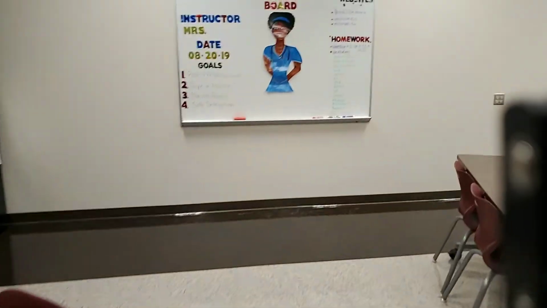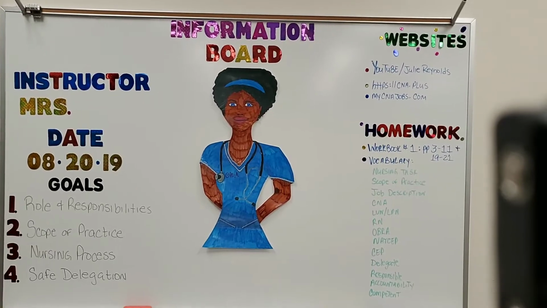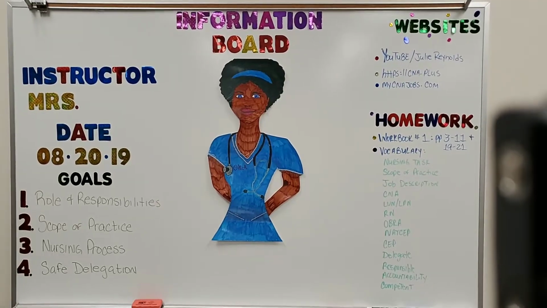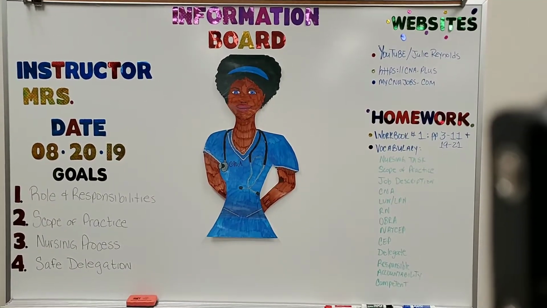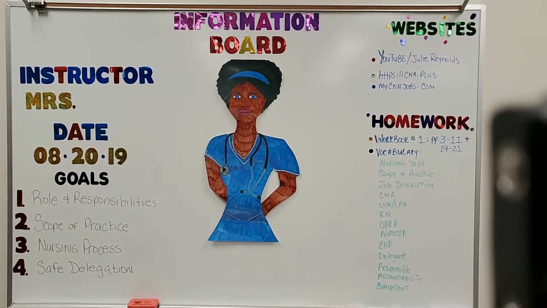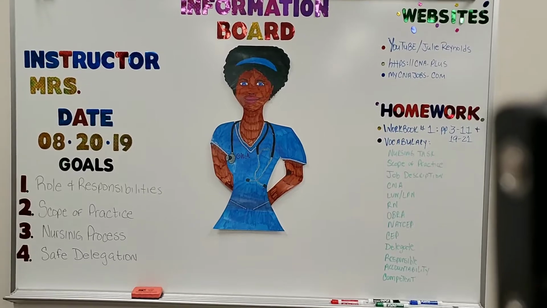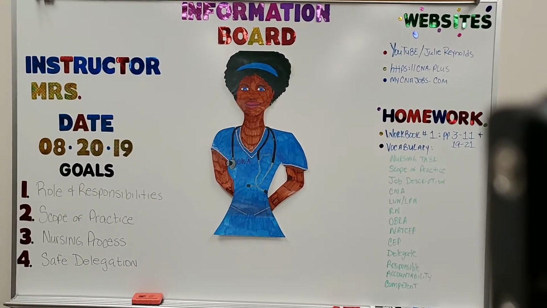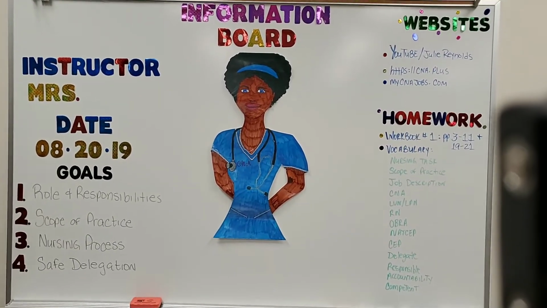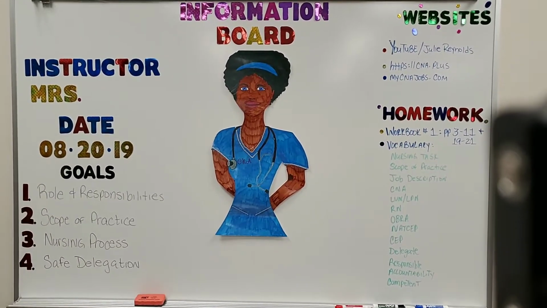So I'm going to go ahead and show you my information board again, just in case you want to pick up some ideas on how you can do your information board. If you don't have a whiteboard or a bulletin board, hey, you can go get some poster boards and create your own information board with poster board. You can tape it up onto your wall if you don't have a bulletin board or a whiteboard.